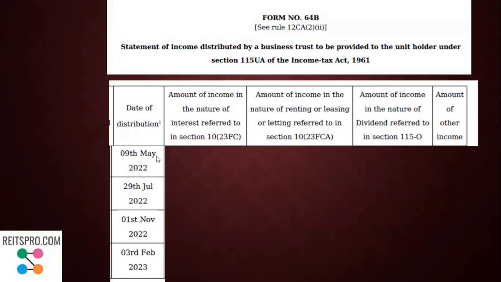Last year, the form was something like this. If you see the form here, May, July, November, and February were the dates that were mentioned, and that was the amount mentioned there for the previous year. So the same thing would apply in this year also for filing your returns.